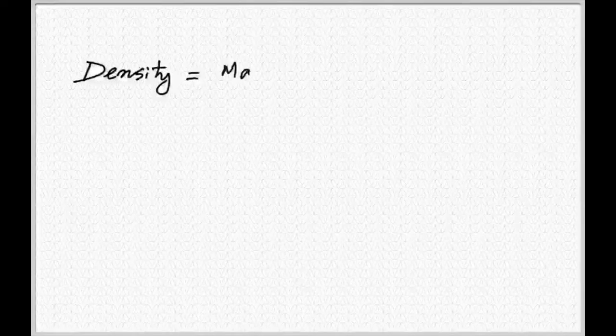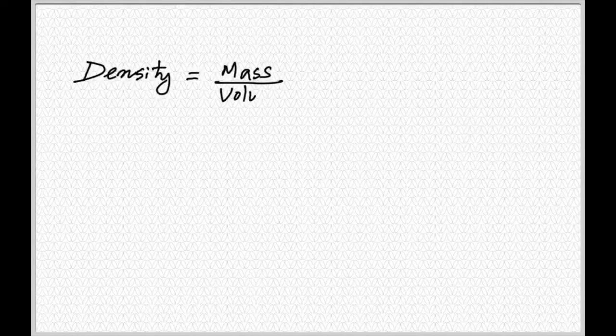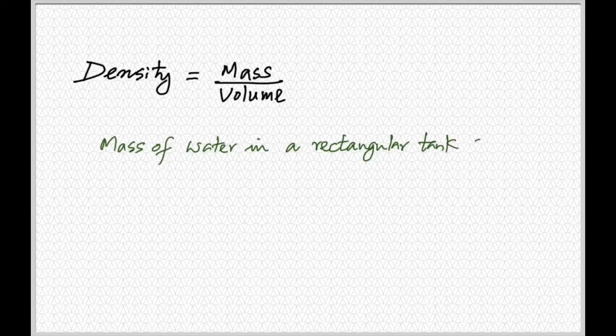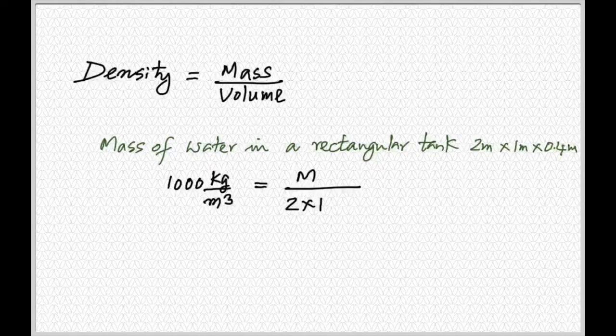Number 1, density. Density is mass divided by volume. And this is an example. We've got to find the mass of water in a rectangular tank, which is 2 meter times 1 meter times 0.4. So those are the dimensions of the tank.